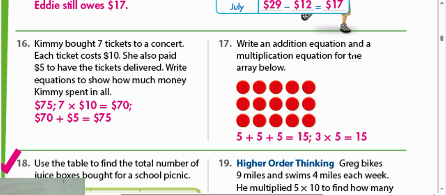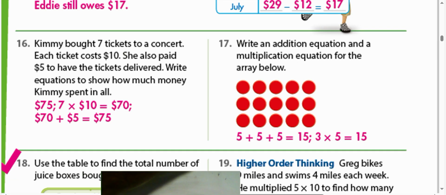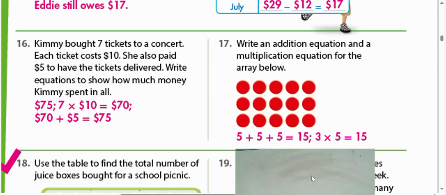Write an addition equation and a multiplication equation for the array below. Okay, we have here how many rows? 1, 2, 3. 3 rows. Each row contains 5 elements, then 3 times 5 equals 15. We can write 5 plus 5 plus 5 equals 15. The total answer will be 15, okay? Next question.